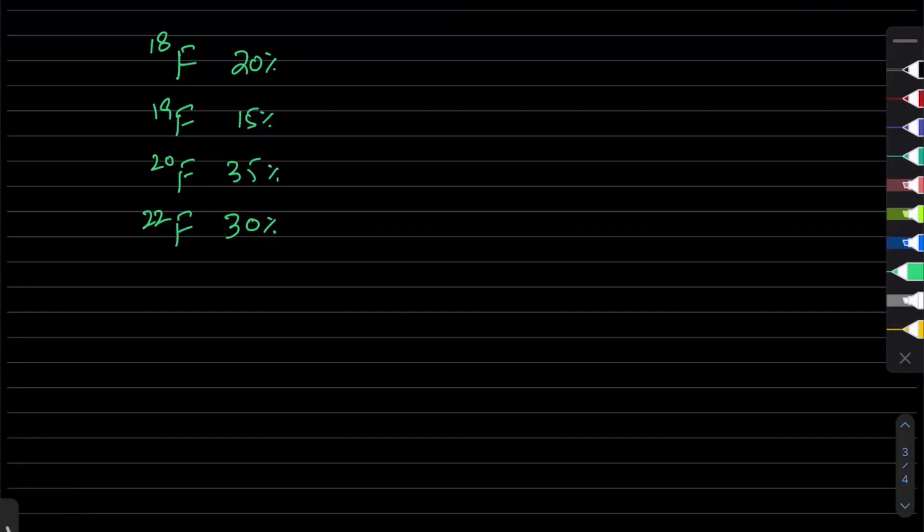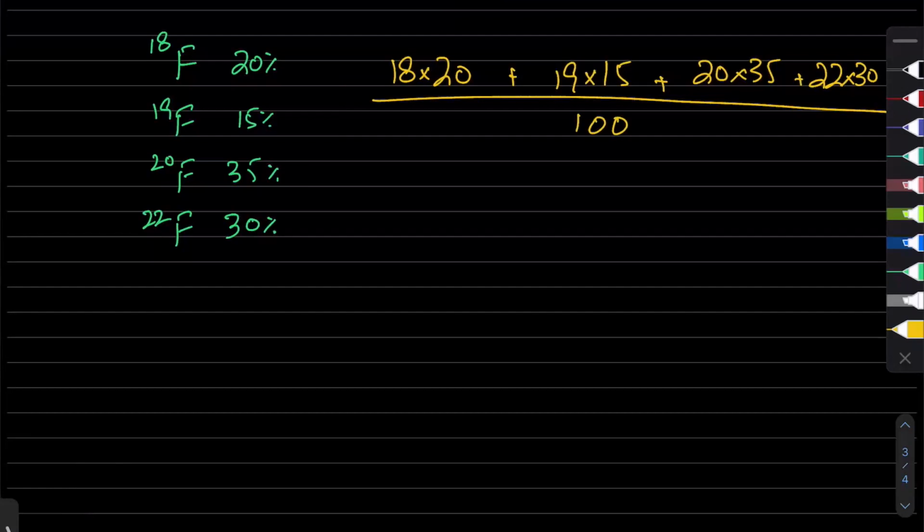All right, so we have 4 isotopes, and we want to know how to find their average. Again, it's really simple. What you do is you multiply the mass with the percentage. You do it for each one of them. So 18 times 20, 19 times 15, 20 times 35, and 22 times 30. Once you've done that, just add it all up and divide by 100, because that's the total. And there you go. Once you do that, you have the average, and this is AR.